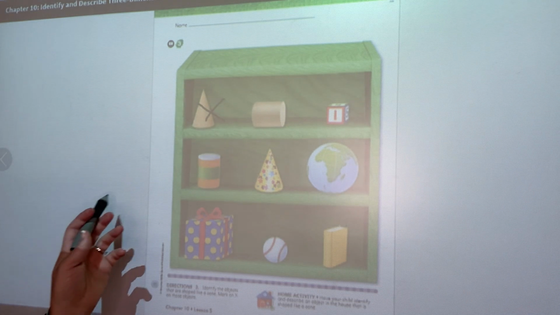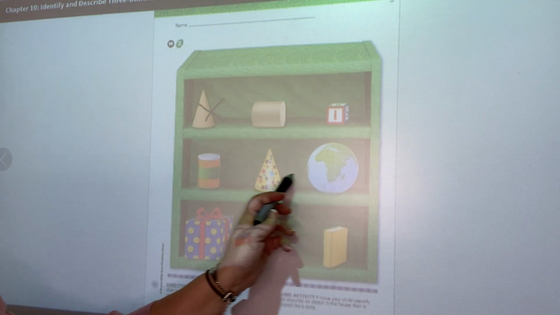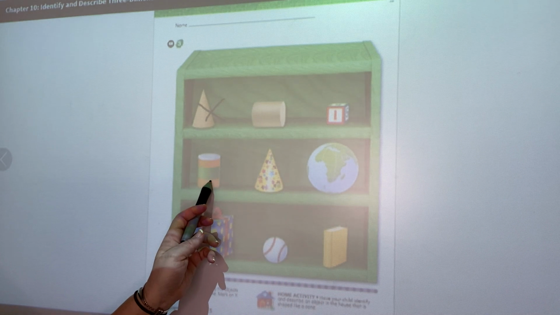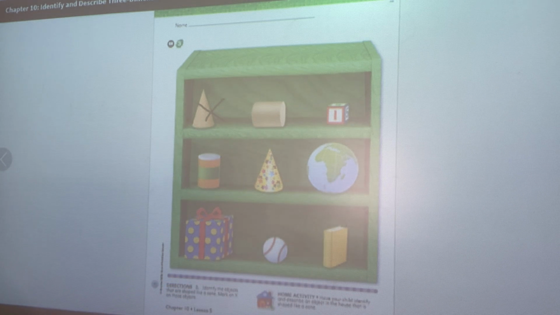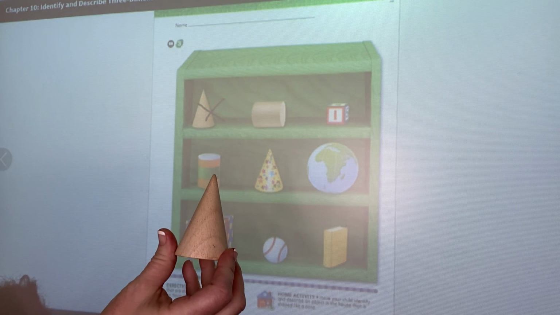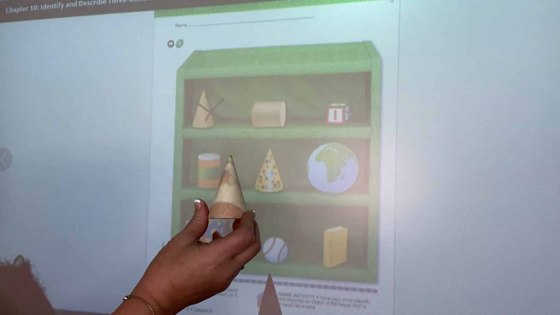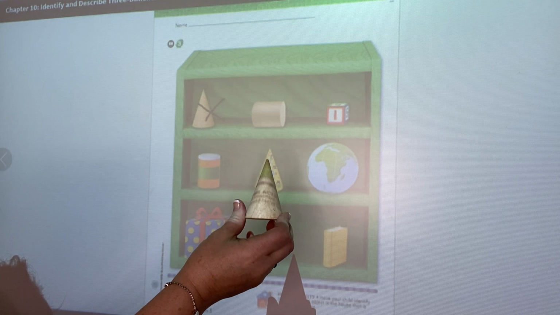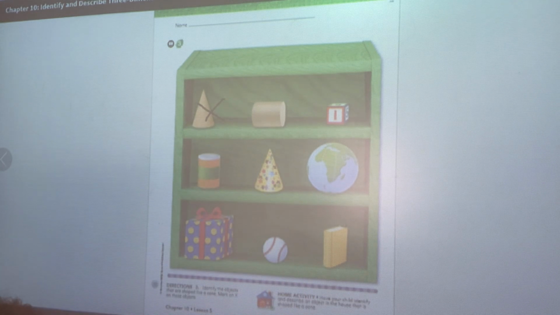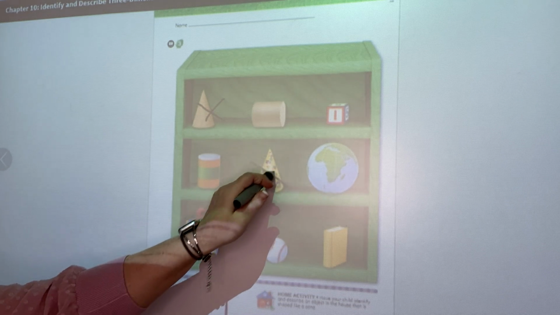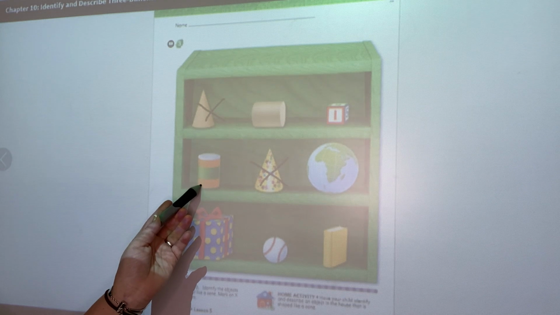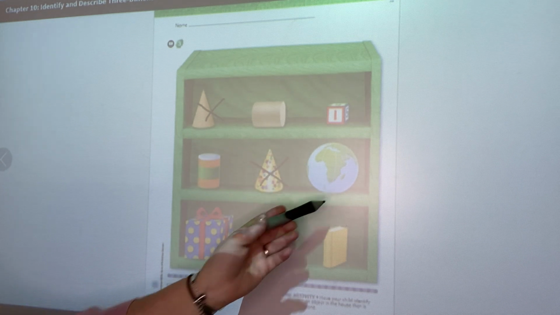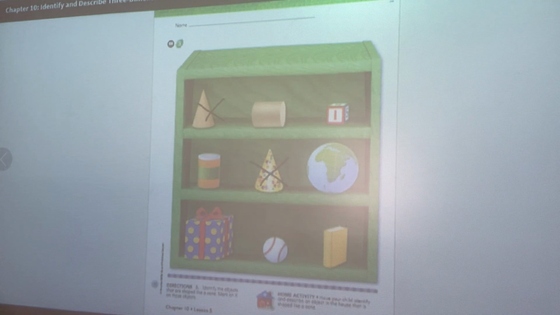Let's look in the middle row of the bookshelf. You have a can, a party hat, and a globe. Which one of those would be a cone? Do you notice? Look at that. The party hat would be the cone. So go ahead and put an X there. The can would be a cylinder, and the globe would be a sphere.